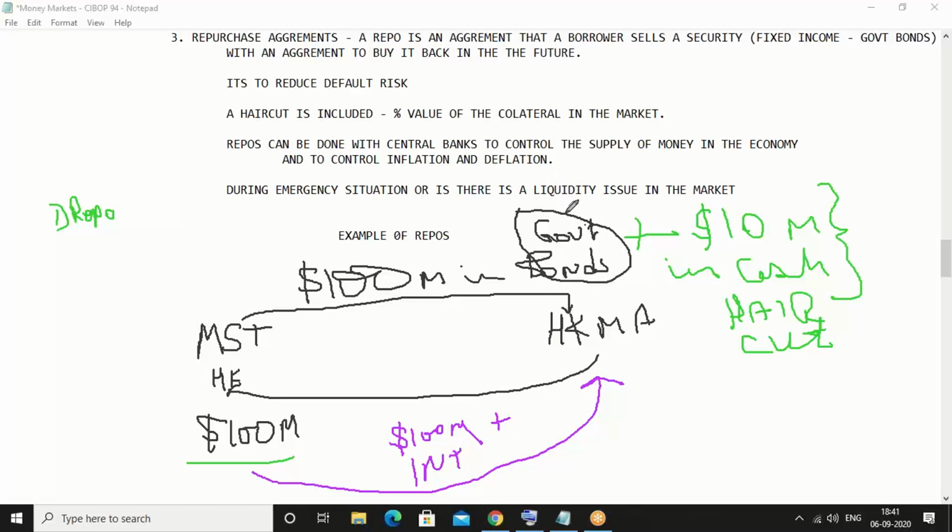And what will you do as the HKMA? You will give back the government bonds plus the haircut. Wait, let me finish and then you can talk. So the inner circle is what we call a repo, and the outer circle is what we call a reverse repo.